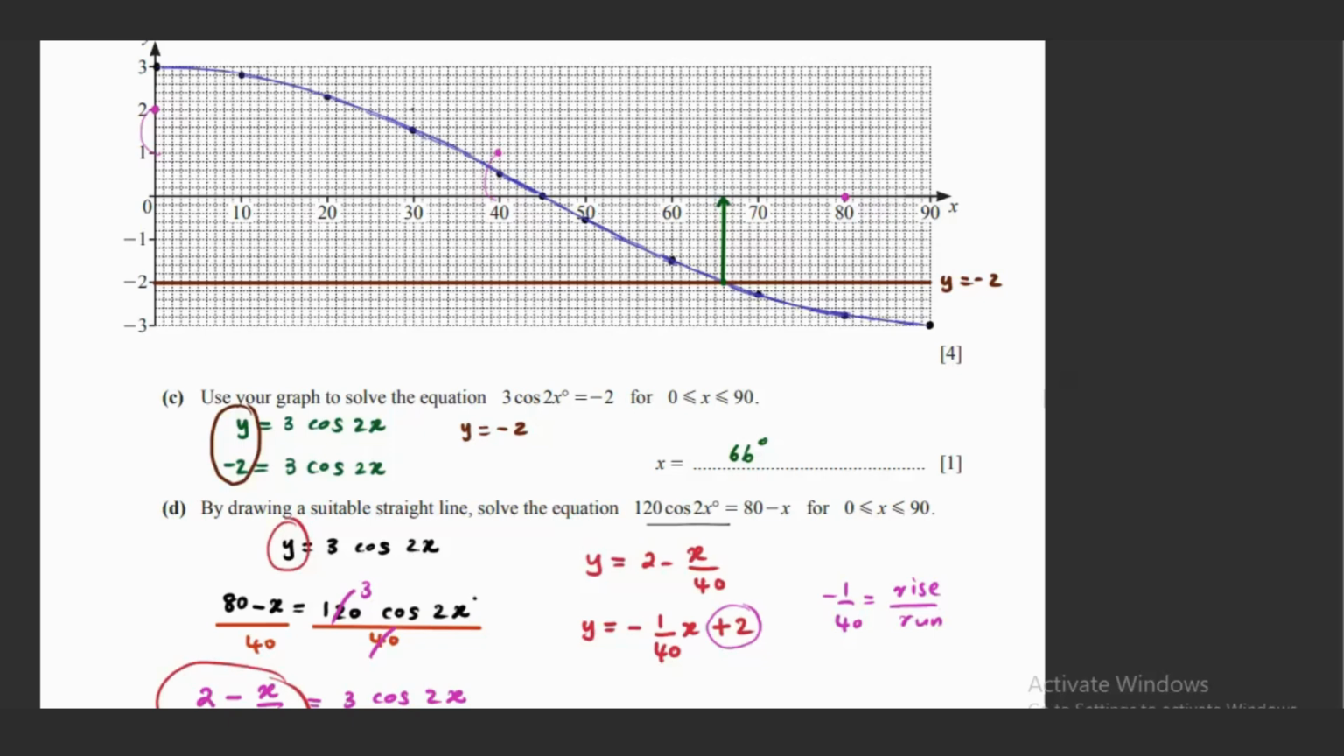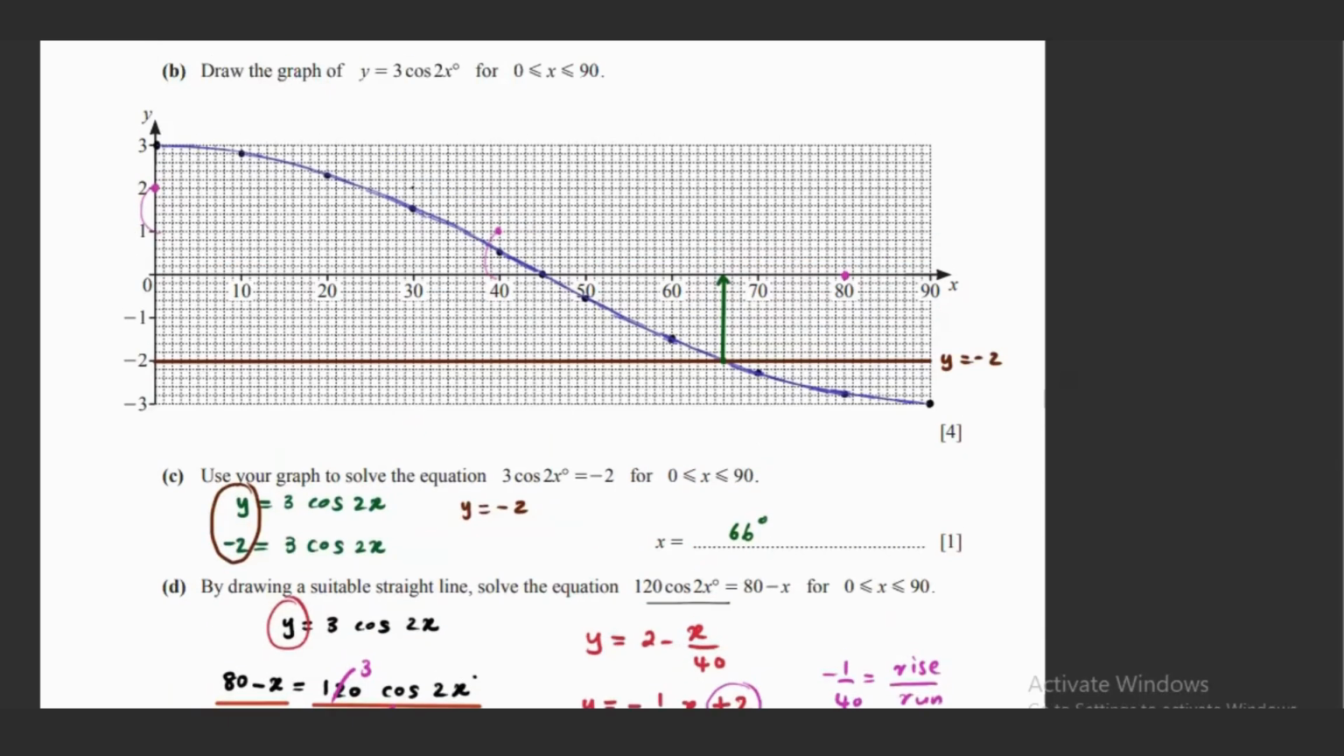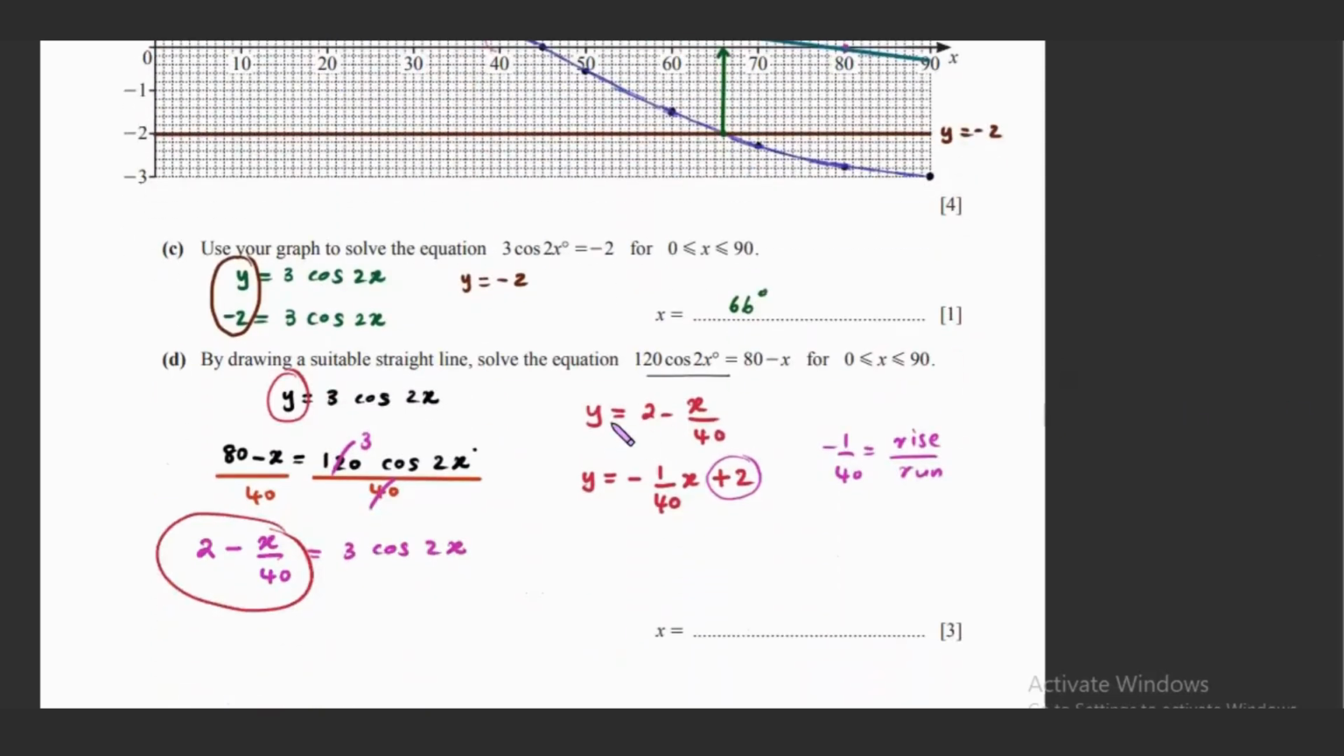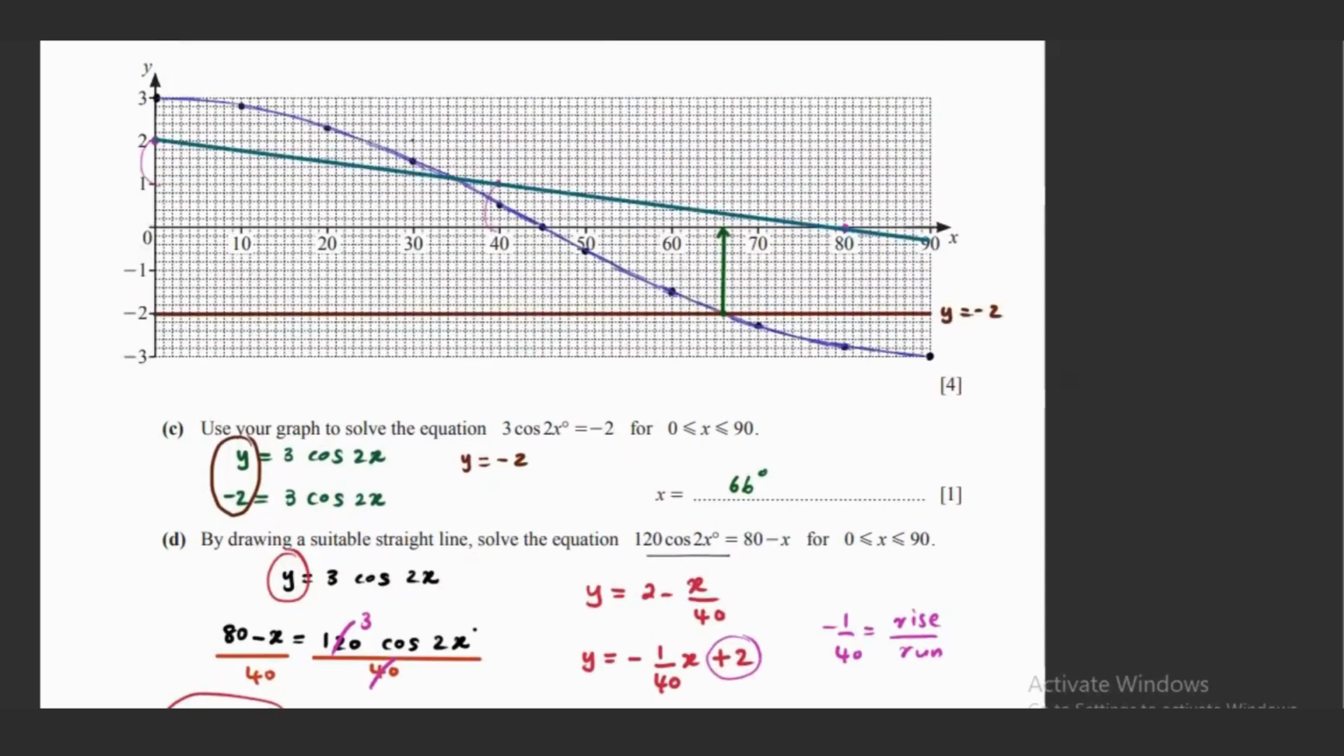Now the points that we have marked here, we're going to connect with a straight line. So that is how the straight line should be drawn. Now we can clearly see that we are asked to solve this by using a suitable line and using the graph. So in that case, now we need to find the point of intersection. So this is that point of intersection. At the point of intersection, we need to find the value of x. That is going to be the answer.